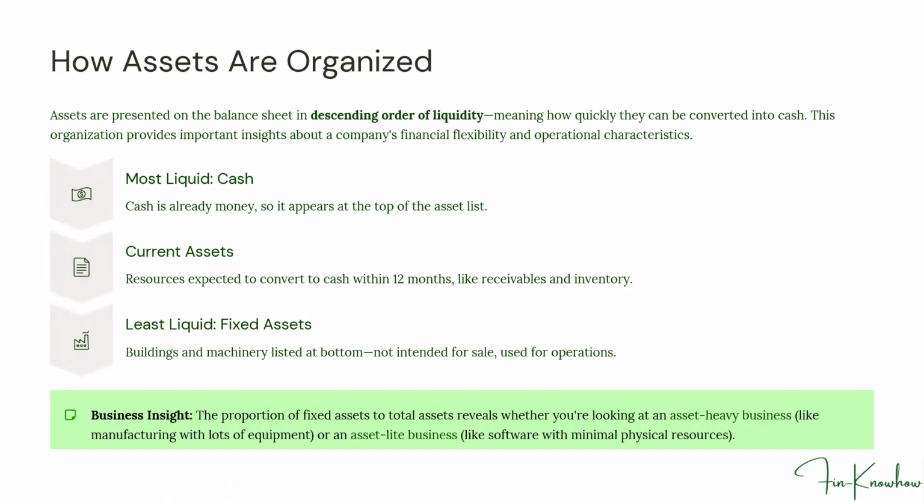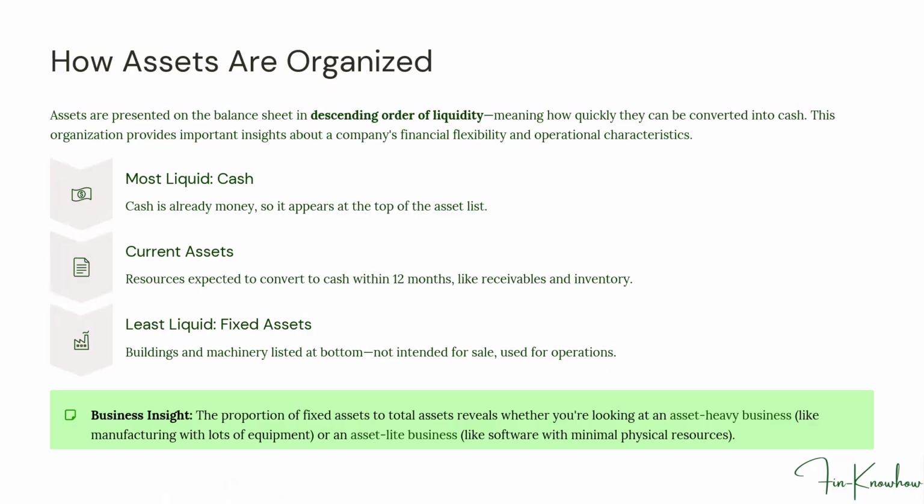Now, if you look at the asset side of the balance sheet, what you will find is that assets are listed in descending order of liquidity, meaning how quickly they can be converted into cash. So on top of the list on the asset side of the balance sheet is typically cash or cash equivalents. These are assets that can be instantly converted to cash, or cash itself, which is available in the bank. That is already money, so it appears at the top of the list.